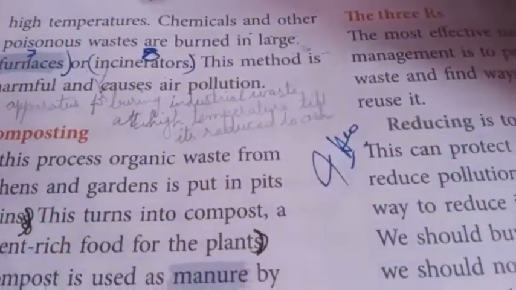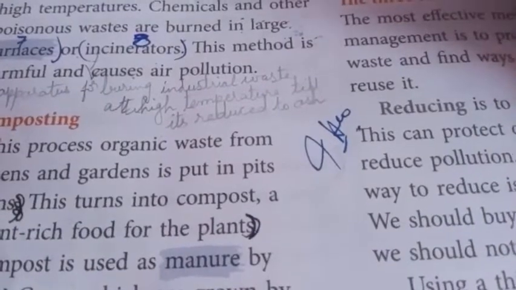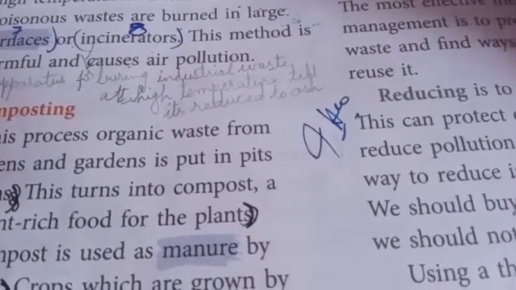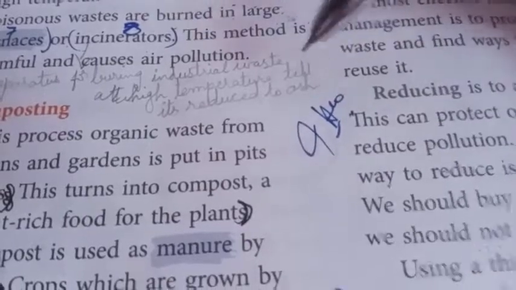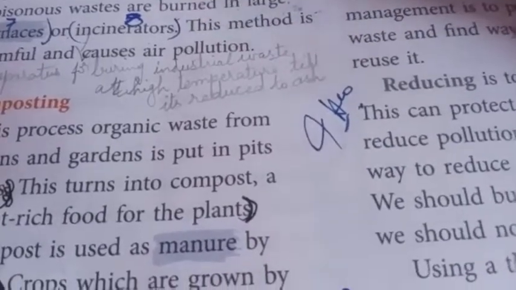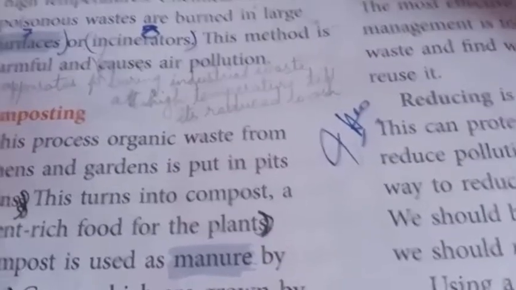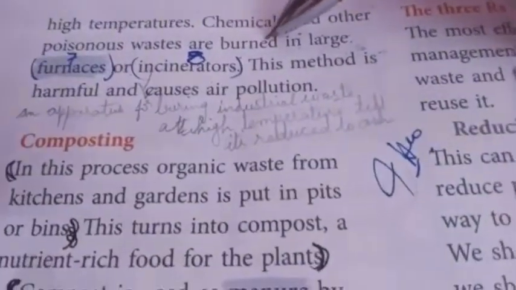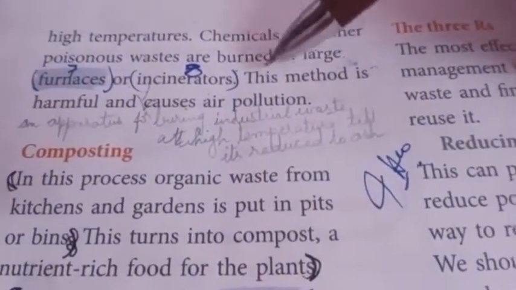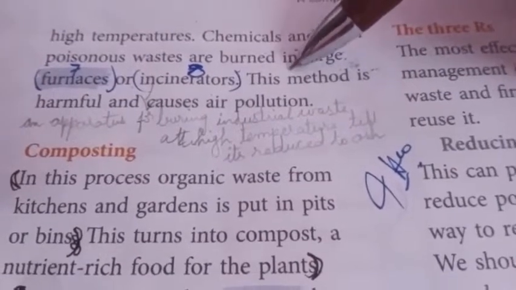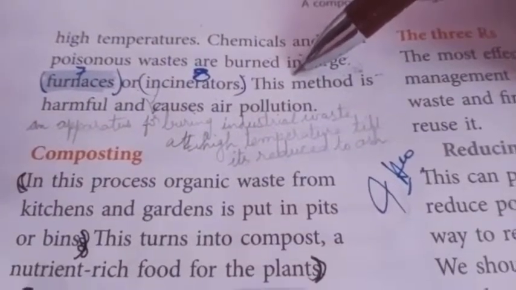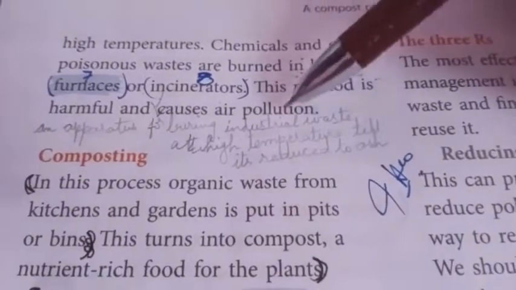See, they can burn it. But chemical-mixed items and poisonous things, we should avoid burning. By burning all this, smoke will come out, right? When smoke comes out, it will go to the sky, so it will pollute the environment. This is one way of managing waste.